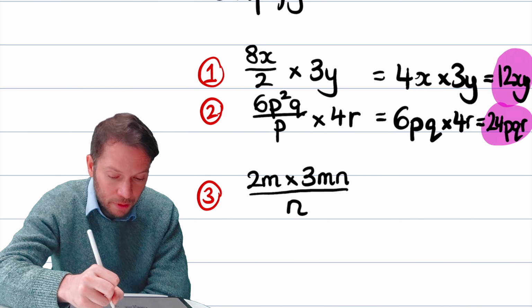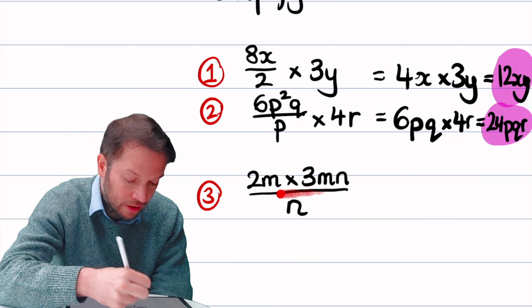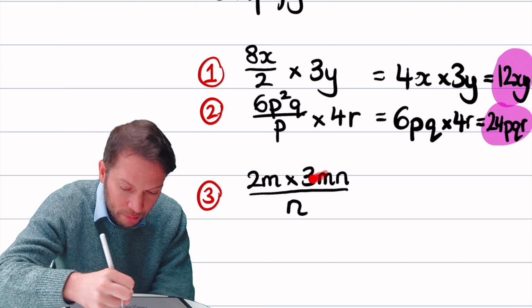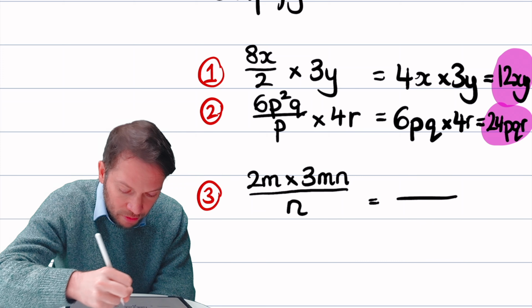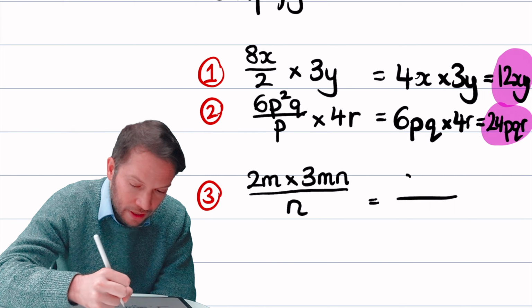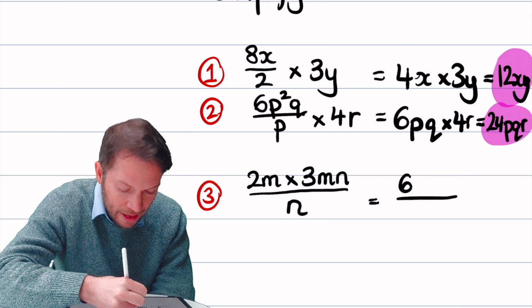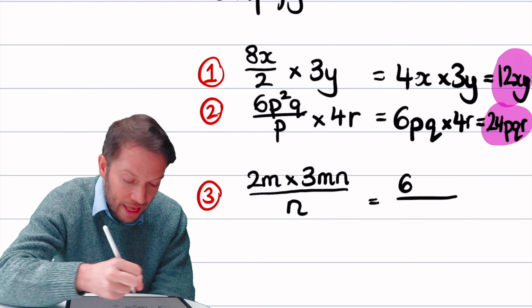What about the last one? This time we've got the multiplication first, and then we're doing the division. So let's do this multiplication first at the top. Well, we multiply the numbers first. So the 2 times the 3 is 6. Then we've got m times an m here. M times m is, remember, m squared.